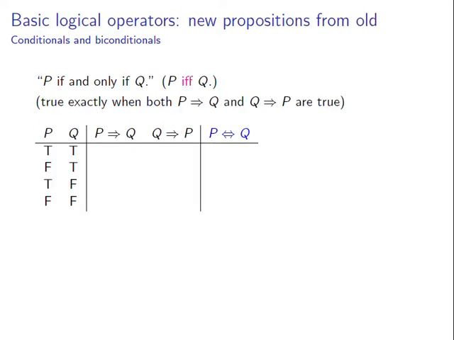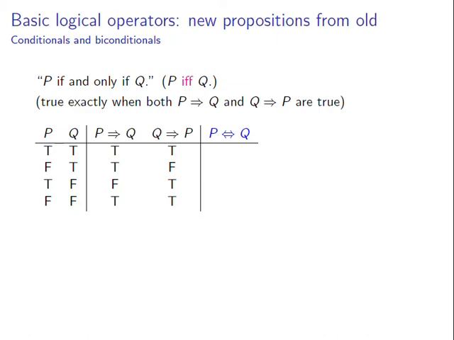The biconditional sentence P if and only if Q is true exactly when the conditionals if P then Q and if Q then P are both true. As we just learned, the conditional if P then Q is false exactly when P is true and Q is false, and is true in all other cases, while the conditional if Q then P is false exactly when Q is true and P is false, and is true in all other cases.